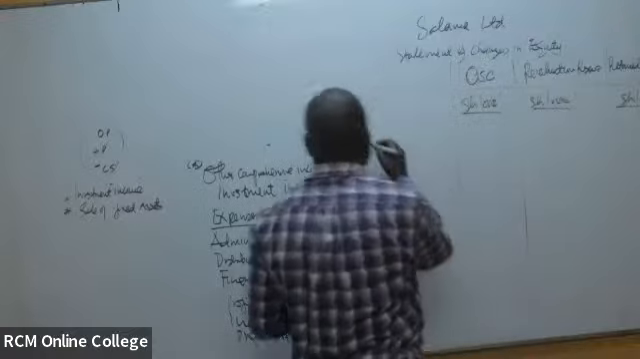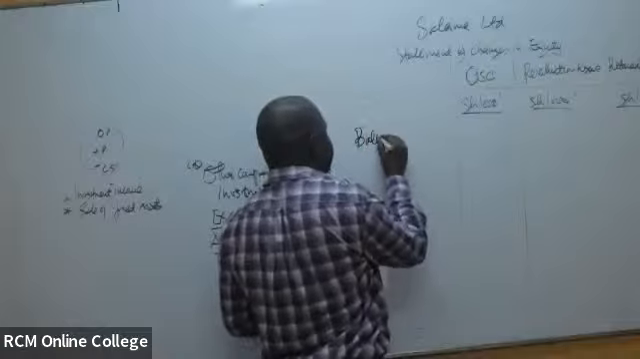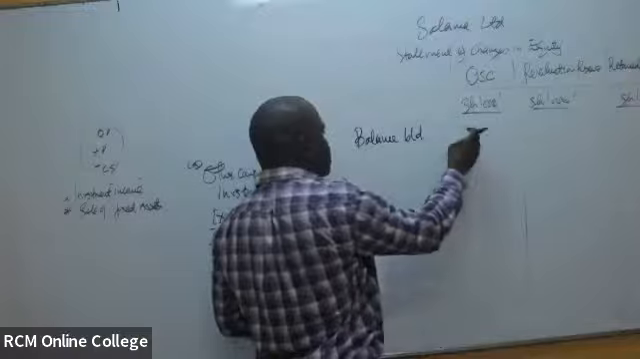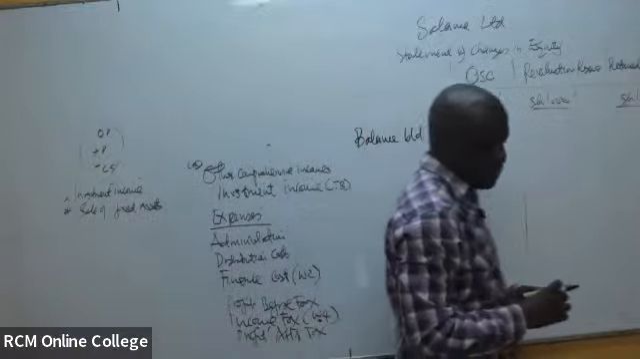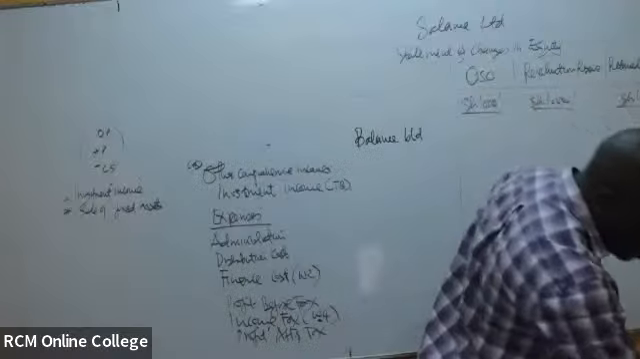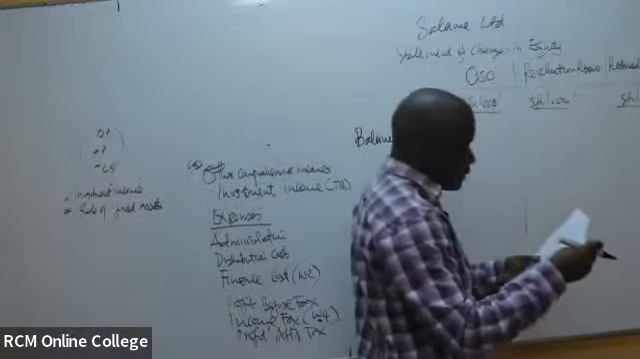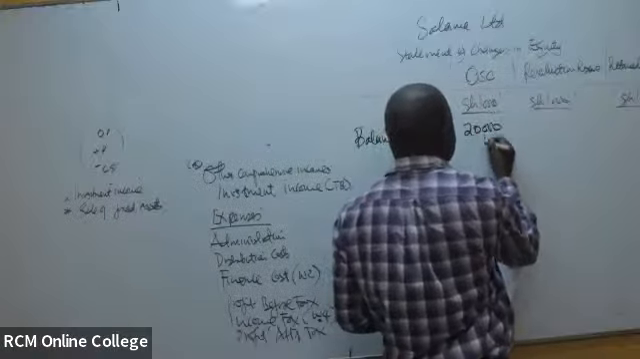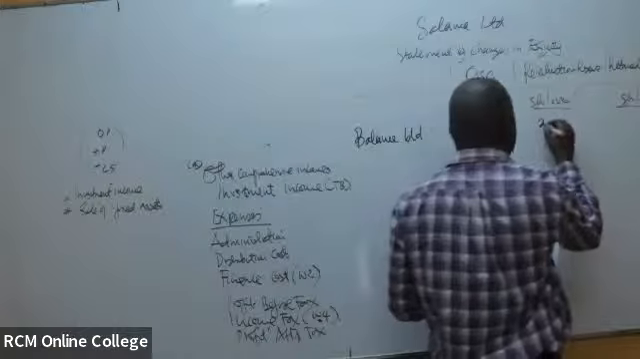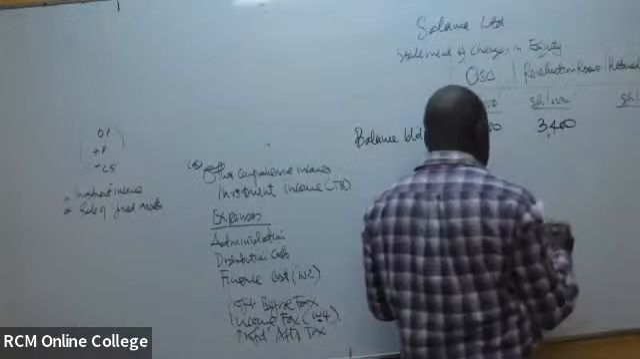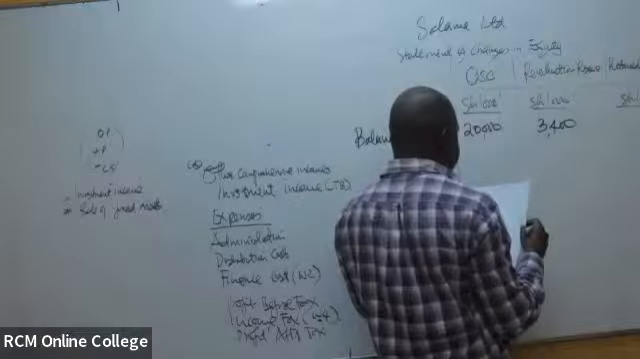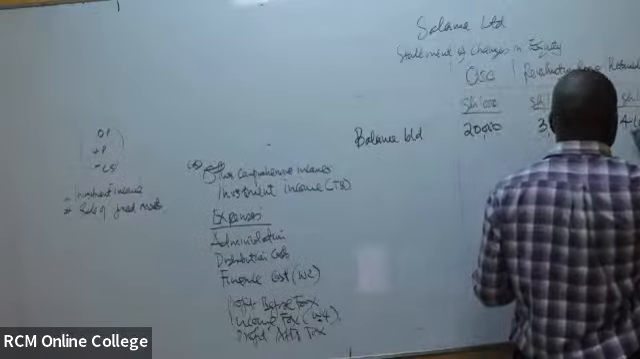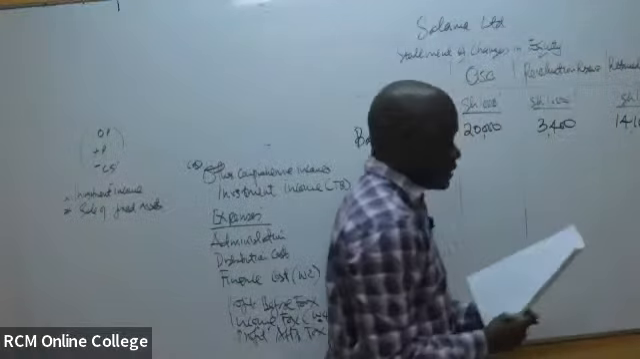So you have balance brought down. These ones you get from the trial balance, the ones you've been given in the trial balance. For example, in this case, ordinary share capital is 20 million. Revaluation reserve is 3,400,000. Then we have retained earnings, which is 14,160. So these are the balances for these equity elements at the start of the year.